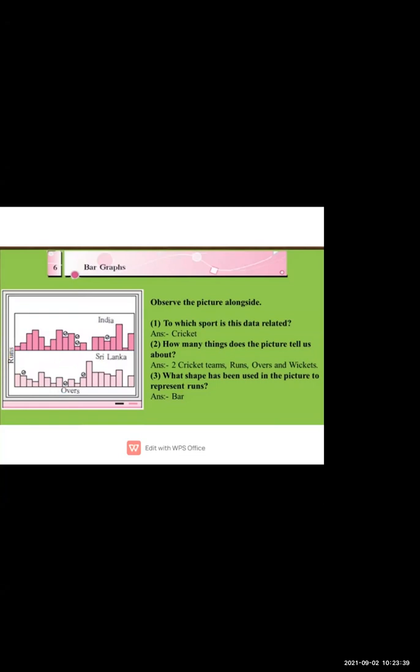So now what is the question? To which sport is the data related? The data that has been made, this is known as the data. On which sport is this data related? When we see here the runs and the overs, this is happening in cricket only. Hockey and football don't have runs. So through runs and overs we come to know it is a cricket sport. So our answer will be cricket.